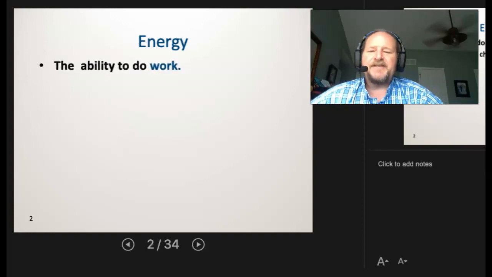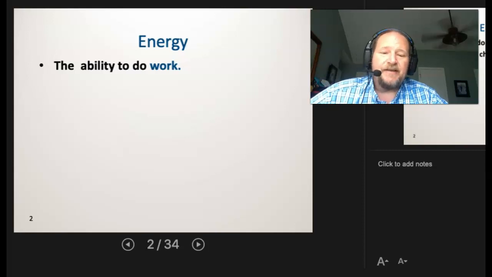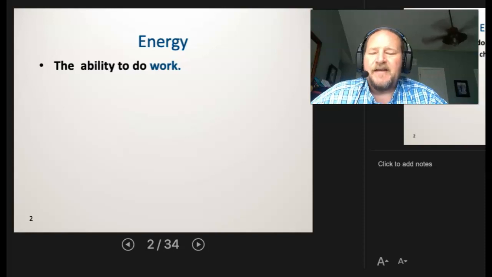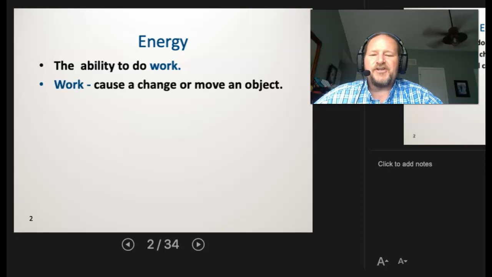Well, energy is the ability to do work. So that means that you need energy to get things done, and we know that without even thinking about the math behind this. The definition of work is to cause a change or move an object. So if you're having one of those days where it was just work getting out of bed today, it really was work to get out of bed because you had to move yourself out of the bed, and that cost energy.